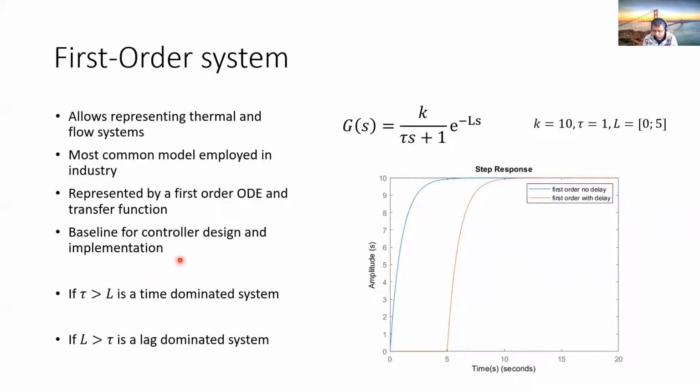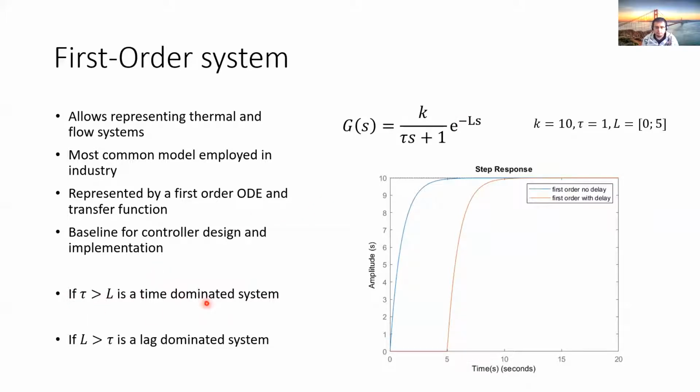It is one of the baselines for controller design and implementation. So learning this form gives you a lot of sense regarding any controller design in the future, as we're going to see as the course and the lab go further. According to the values of tau and L, last time we discussed that this is the time constant of our system, this is the gain, and in this case, this L is the amount of delay that we have in our system. This is something that we said before.